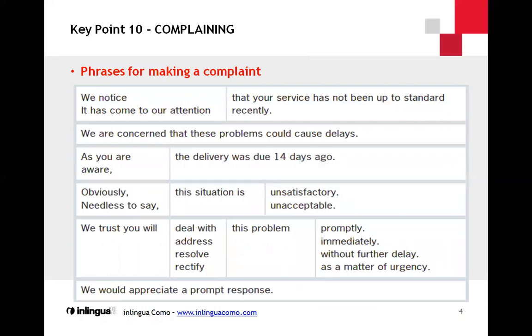Here on slide 4, we have created a collection of phrases with alternative words and expressions that you can use when making a complaint. We notice, or it has come to our attention, that your service has not been up to standard recently. We are concerned that these problems could cause delays. As you are aware, the delivery was due 14 days ago. Obviously, or needless to say, this situation is unsatisfactory or unacceptable. We trust you will deal with this problem or address this problem, resolve or rectify this problem promptly, immediately, without further delay or as a matter of urgency. And finally, we would appreciate a prompt response.